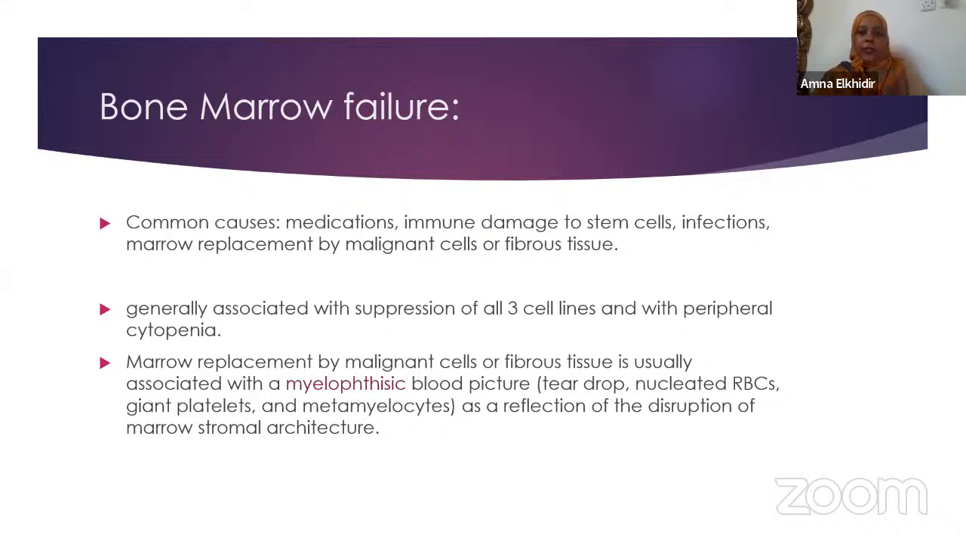Marrow replacement by malignant cells or fibrous tissue is typically associated with a myelocytic blood picture, which is teardropped RBCs and nucleated RBCs. We have also giant platelets, big platelets, and metamyelocytes. So peripheral blood picture can give us a clue of bone marrow failure.